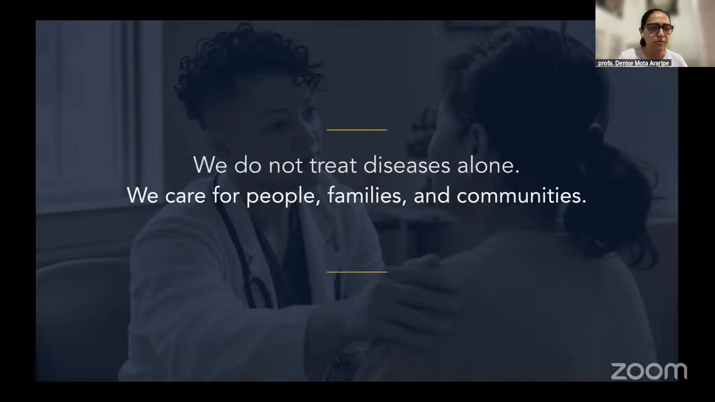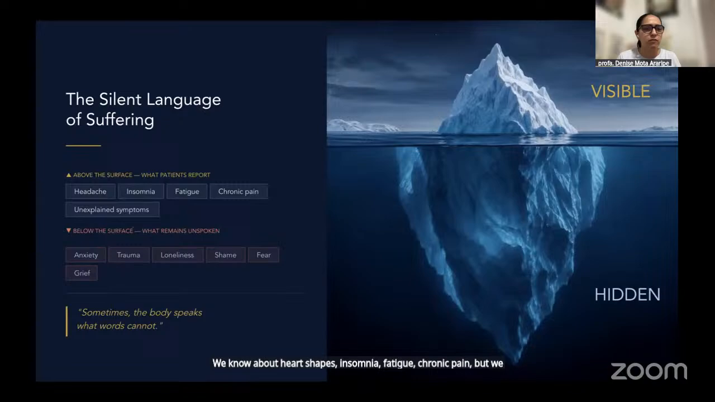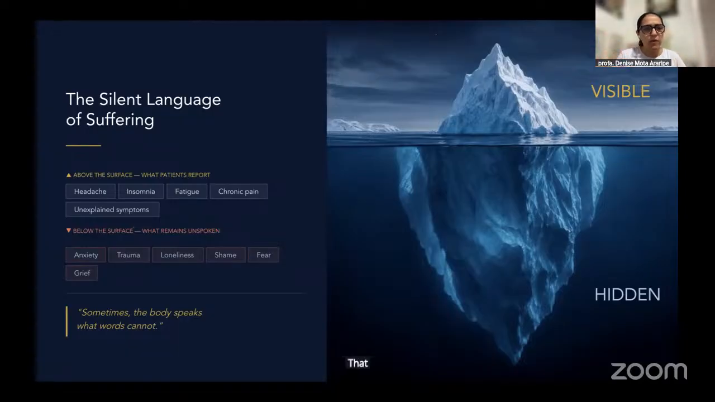in this emerging personality mix, we will be able to know more about ourselves. The silent language of suffering is like an iceberg. We have been able to see signs, symptoms. We know about headaches, insomnia, fatigue, chronic pain, but we know nothing about unexplained symptoms. Below that surface, we have a bunch of unspoken symptoms: anxiety, trauma, loneliness, shame, fear, grief.